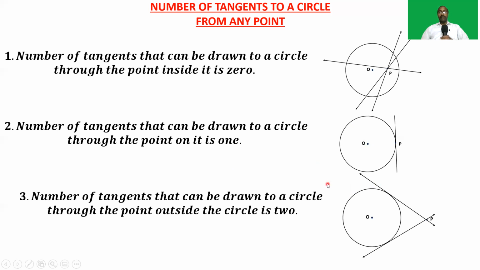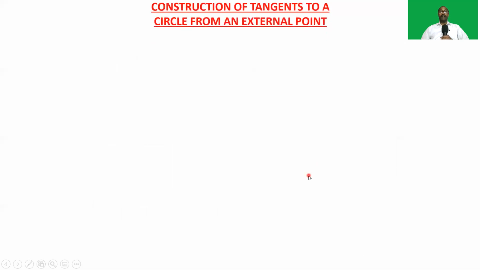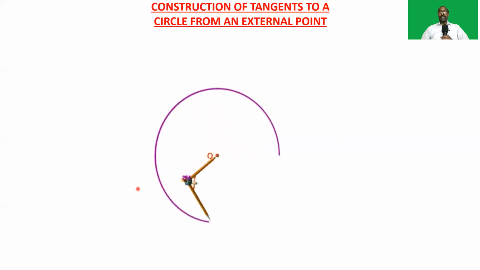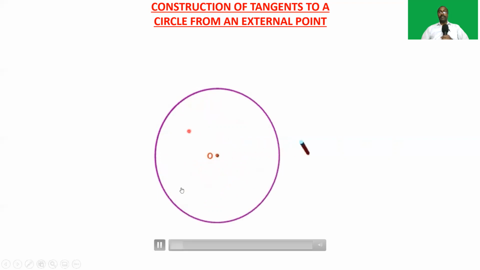Now, let us know how to draw the tangents from an external point to a circle. So, construction of tangents to a circle from an external point. Take a circle with center O, and let P be the external point to the circle. Here it is the circle, and P is the external point.